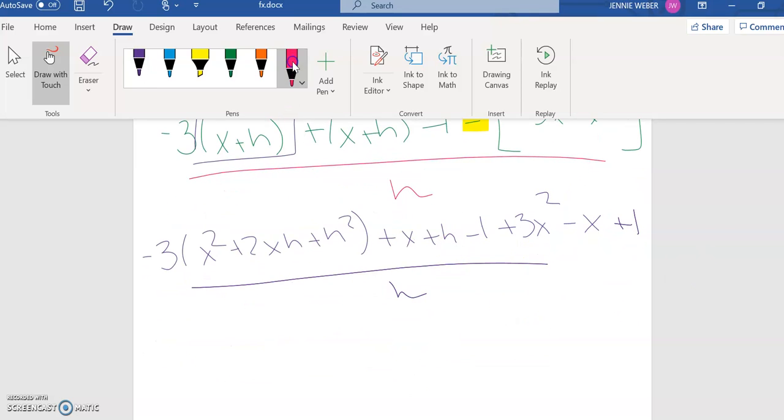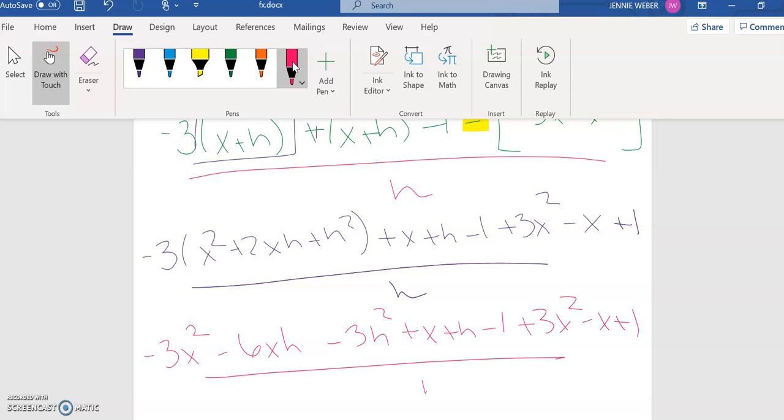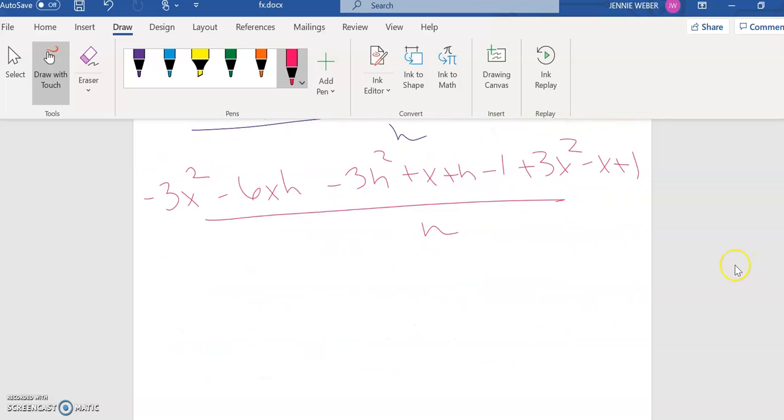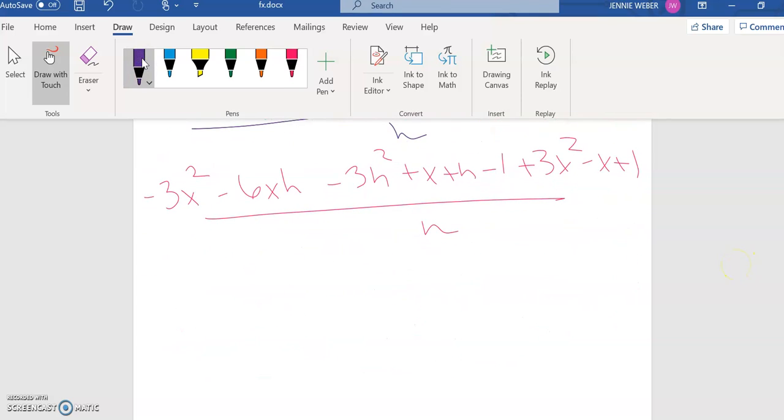Okay? Now I'm going to distribute this negative 3. So I have negative 3x squared minus 6xh minus 3h squared plus x plus h minus 1 plus 3x squared minus x plus 1, all over h. Now obviously there's a lot to keep track of, so it's important that we keep ourselves neat and in line. I'm going to start looking and going, what can I cancel? Well, this and this cancel. This and this cancel. Ooh, and that cancel. Ooh, that was nice. And notice all those cancellations. If you screwed up the sign, they're not going to happen. That typically will always happen.